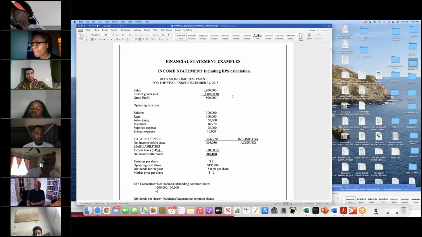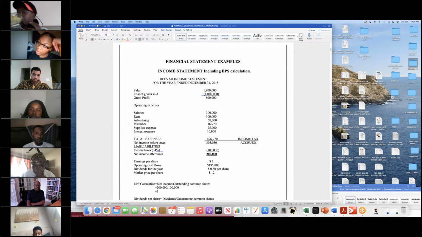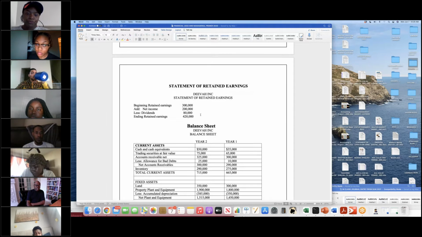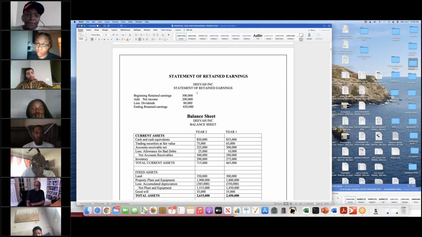This is what an income statement looks like. Revenues less expenses gets us to a net income after taxes. That's the first statement we prepare. Then we prepare a statement of retained earnings. If we had net income, how much have we retained in the business?